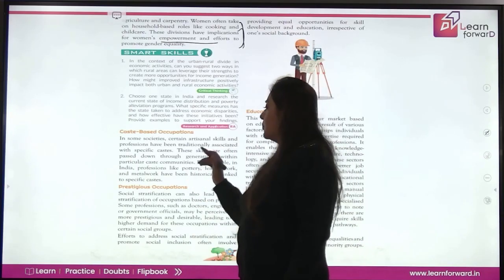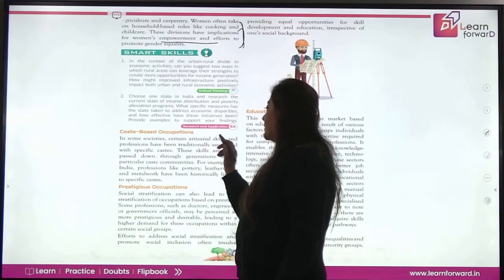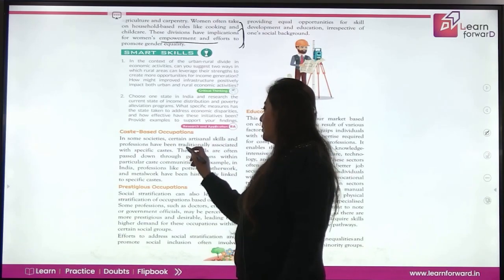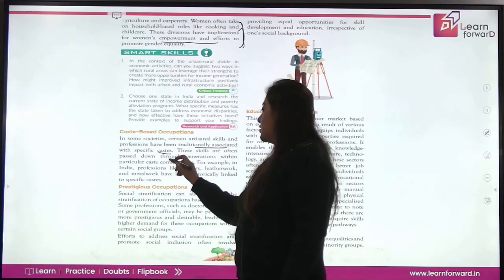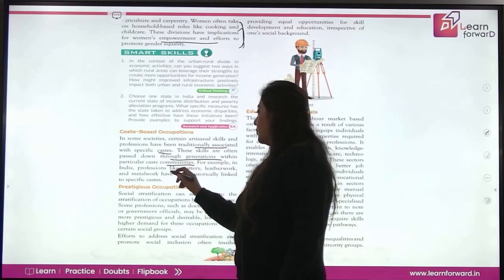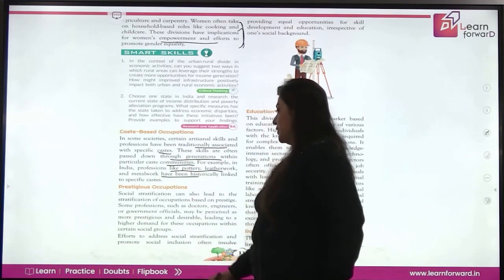Now, caste-based occupation. In some societies, certain artisanal skills and professions have been traditionally associated with specific castes. These skills are often passed down from generation within particular caste communities. For example, in India, professions like pottery, leather work, and metal work have been historically linked to specific castes.